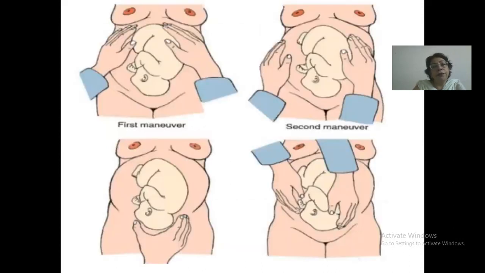Now, this is how we do the first maneuver, that is the fundal grip. You can see the second maneuver and you can see the hands, how they are being placed. You are facing the patient, and then lower down you can see in the third grip that you are facing the patient's feet and using both hands to grip the presenting part. And then in the fourth grip, you're again facing the patient's feet and you're trying to grip the fetal part in your single hand.